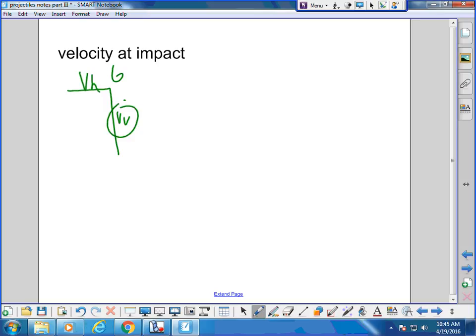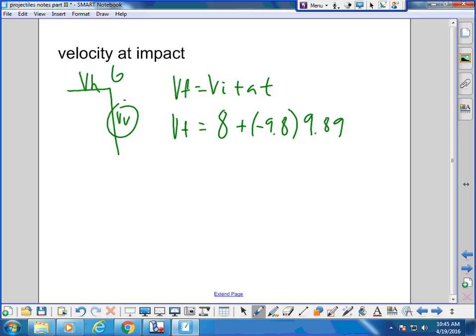We don't know this value here, but we do know VF equals VI plus AT. Solve for VF. VI was plus 8, up, minus 9.8 times 9.89. Is the negative important? Yep. So 8 plus negative 9.8 times, that's going to be 10, about minus 90 or so.